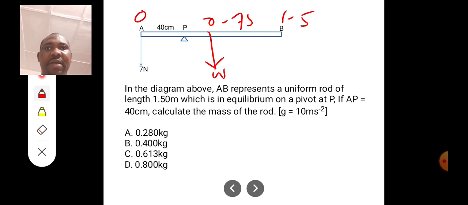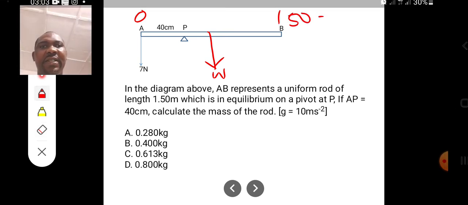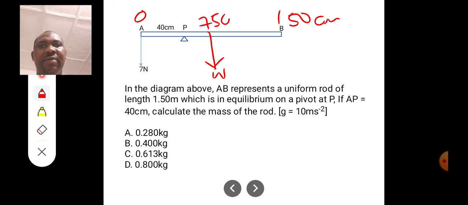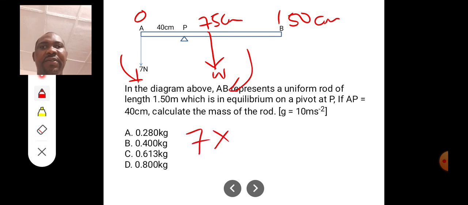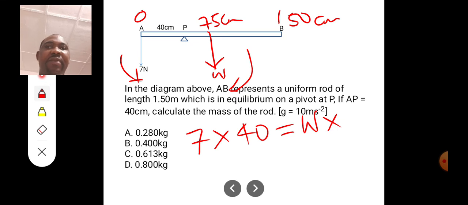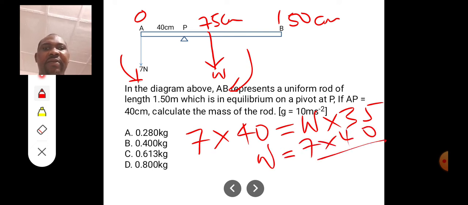Okay, AP is given in centimeters, so let's change it. The whole length here, instead of 1.5 meters, we'll make it 150 centimeters, making it 75 centimeters when you divide. Okay, that's important. Direct all of them towards the pivot. This is the 7 newtons. This is the weight. So 7 newtons multiplied by the perpendicular distance of the 7 newtons from the diagram, which is already 40 centimeters, equals the weight times the perpendicular distance of the weight from P. So 75 minus 40 gives us 35. So that means your weight now will be 7 times 40 divided by 35.